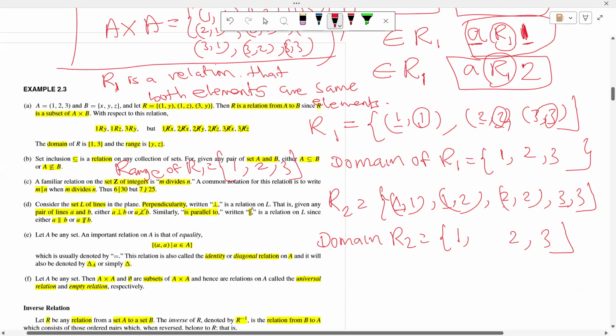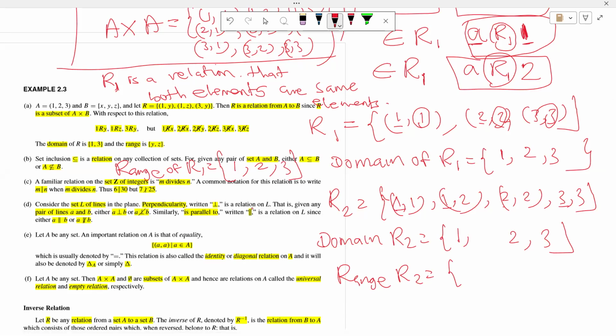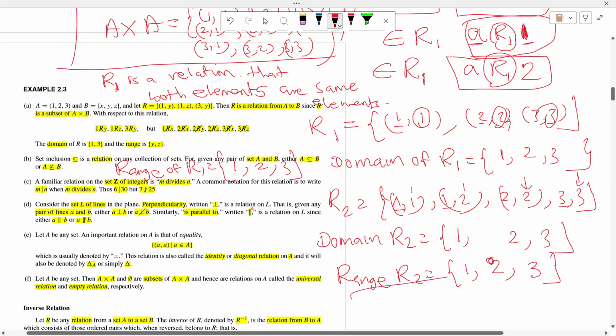Similarly, can you tell me what is the range for R2? We take the second element of each ordered pair of relation R2. Relation R2 has four ordered pairs. The second element of the first is 1, the second is 2, and again 2 occurs. Can we write duplicate values? No, so we write 2 only one time. Then the third ordered pair has second element 3. So 1, 2, 3 is the range, right?